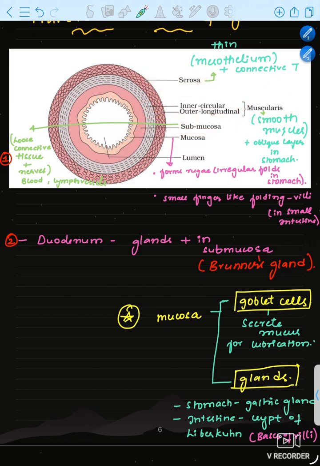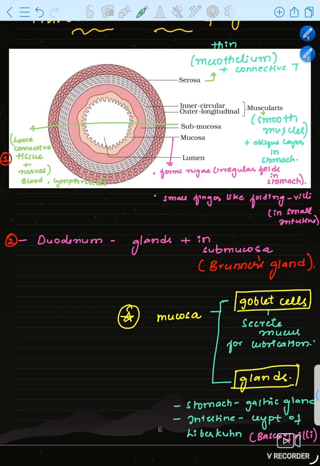Serosa. What is serosa? Serosa is the outermost layer and it is made up of thin mesothelium, and connective tissues are present. And muscularis. Muscularis means muscles. Smooth muscles are present. You can see this is outer longitudinal and inner circular. Always remember, muscularis, outer longitudinal and inner circular.